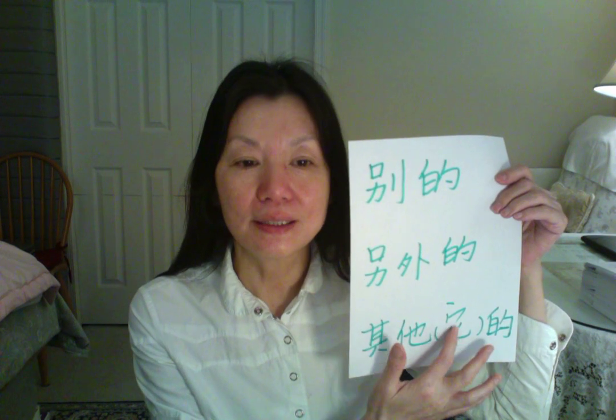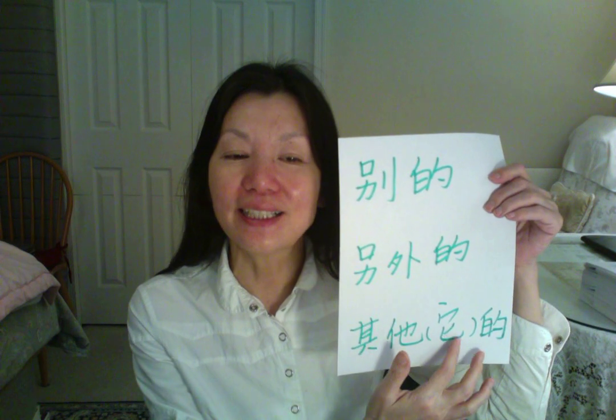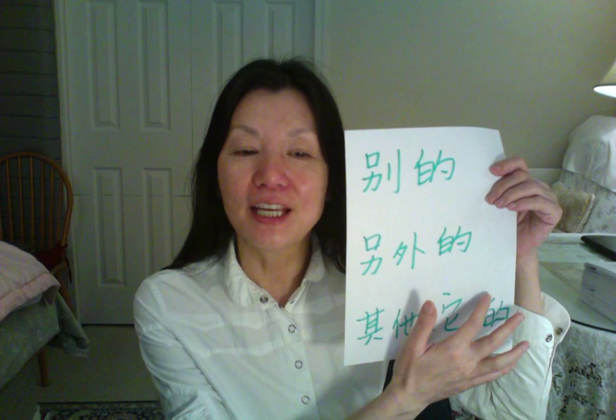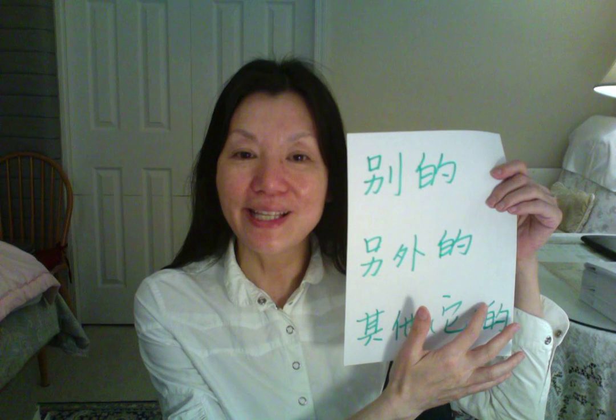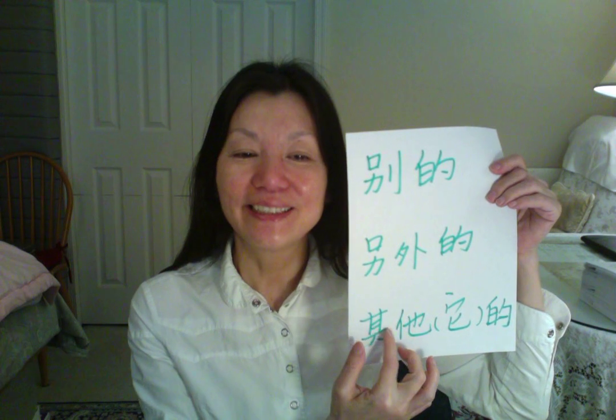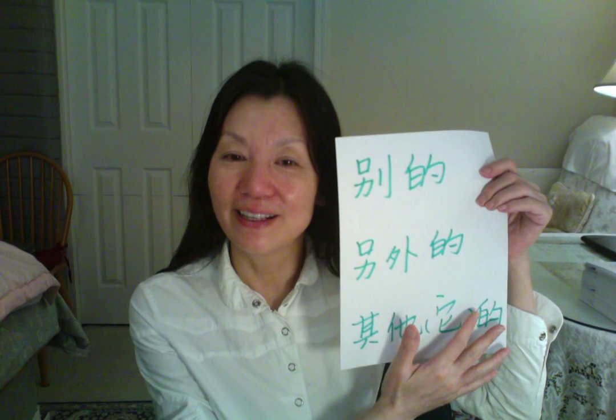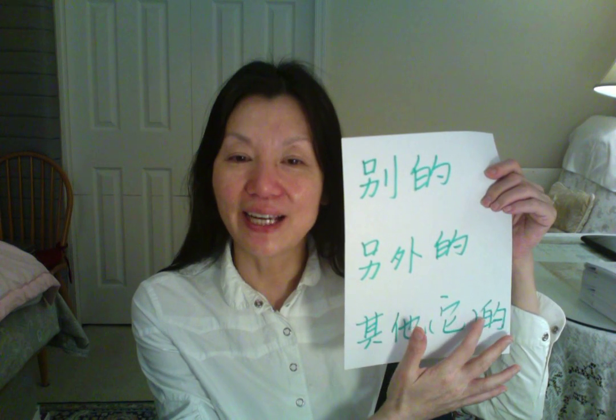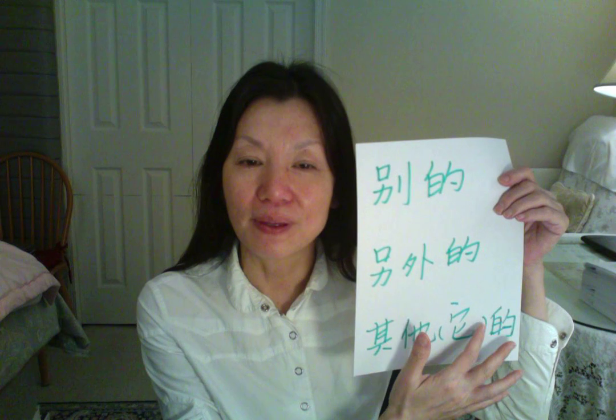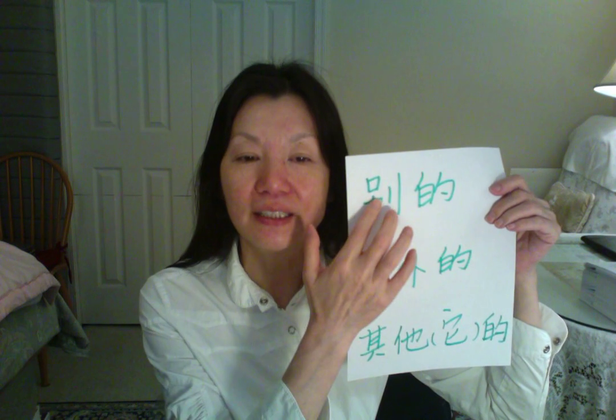其他的东西，其他的水果，其他的书, both work. With 其他的 for things, I keep the 的, which means we need to use the 的. For a person, you don't have to. You can only say 其他 plus the person. You can use it or you don't have to.